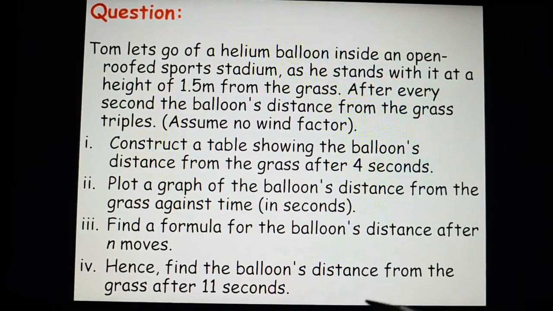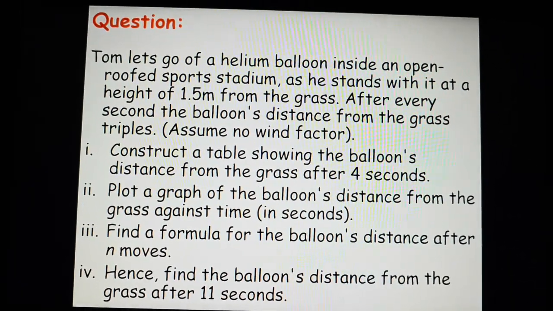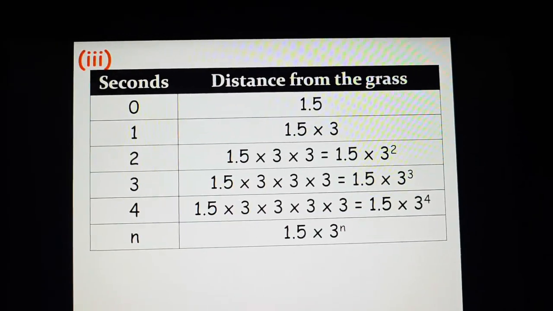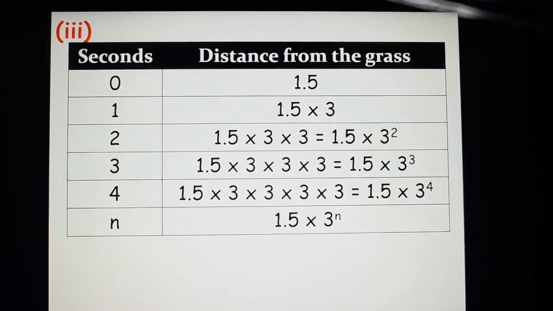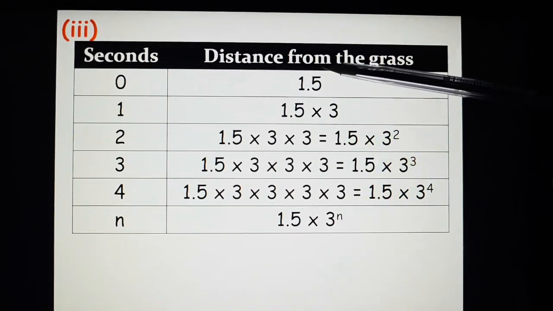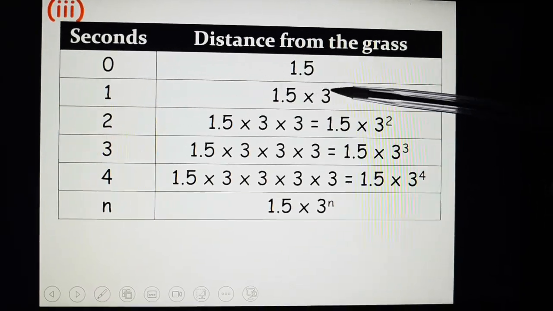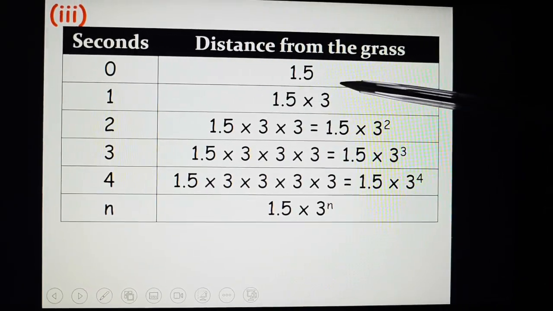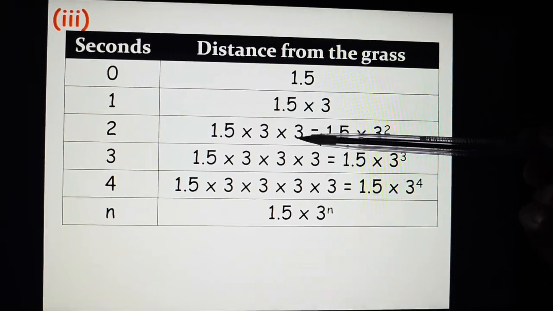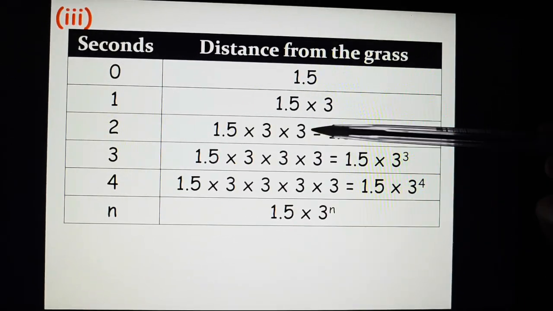Part 3, find a formula for the balloon's distance after n moves. That means come up with the t of n formula. So I'm going to do out the table again, but I'm doing it by hand this time to figure out how you would get the distance from the grass. So initially it's 1.5 metres from the grass. Then I triple that answer. Then to get the next one, I would triple this answer. Okay, so it would look like this. 3 by 3 is 3 squared. For the next one, I would triple that answer.